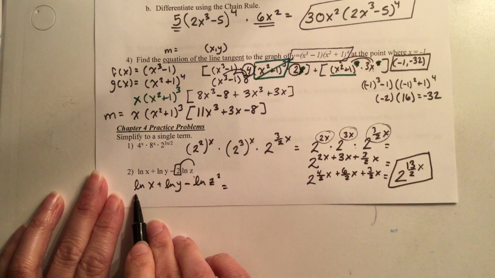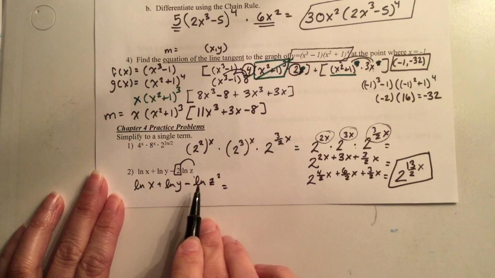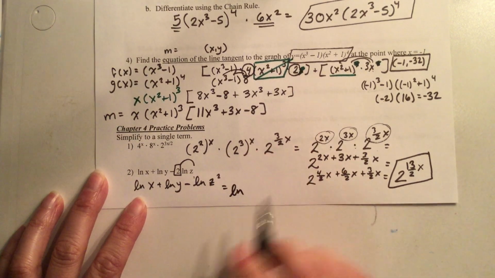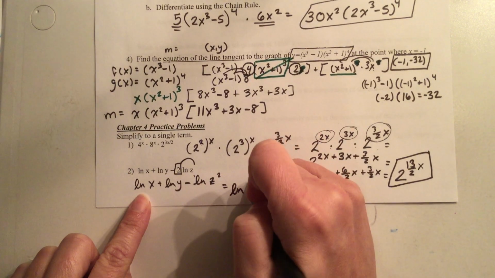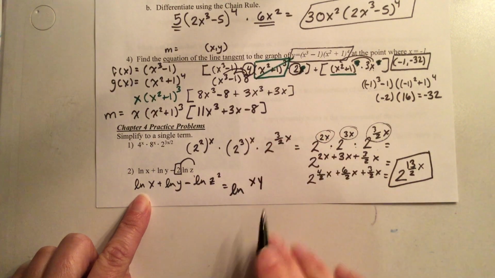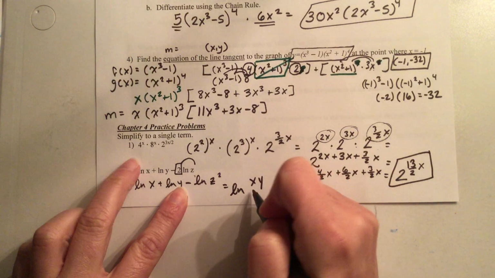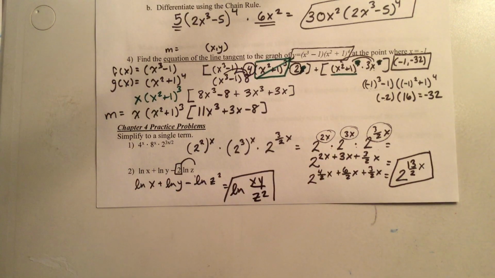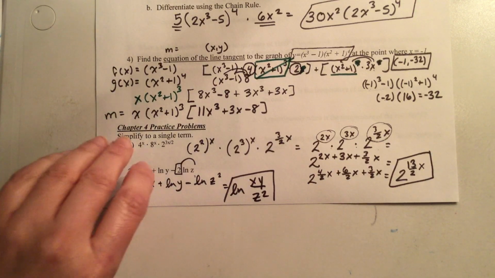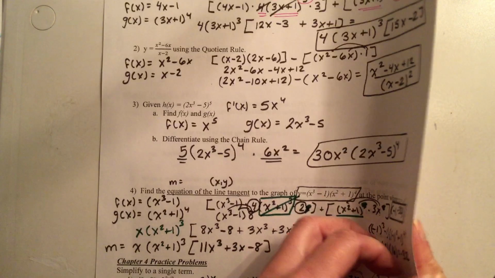Now, because this is a natural log, this is a natural log, and this is a natural log, I can write it as 1. I'm adding the x and the y. That means you're multiplying them. So x times y. Minus means you're dividing. You're dividing by z squared, and you're done. So that is called condensing logarithms.